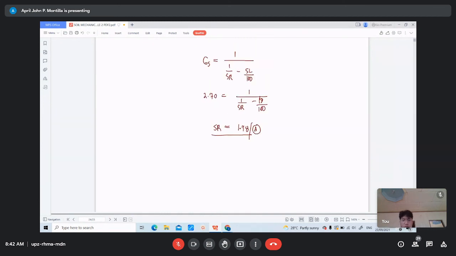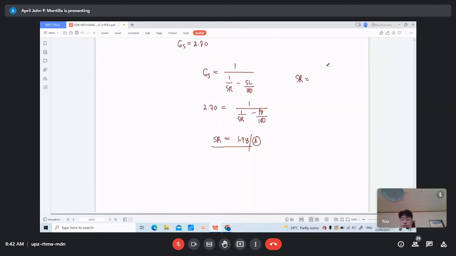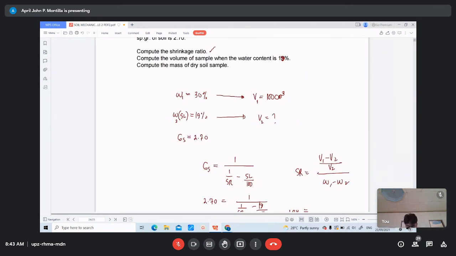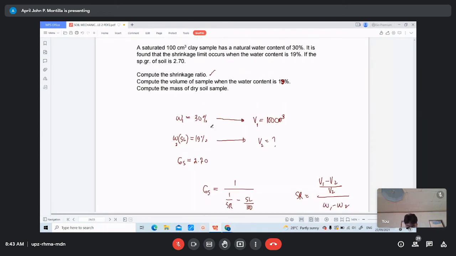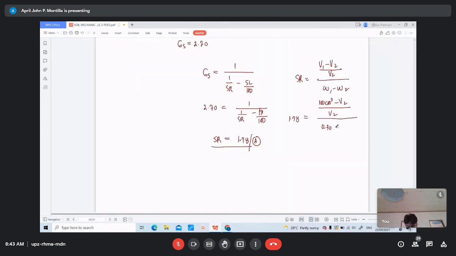Using yung isang equation niya, that shrinkage ratio is equivalent to V1 minus V2 over omega 1 minus omega 2. Substituting, we have 1.78 equivalent to V1, 100 cubic centimeter, minus V2, that is unknown, over omega 1, 30, ang omega 2 ay 19. So, ito ay 0.30 minus 0.19. So, what is the value of V2?